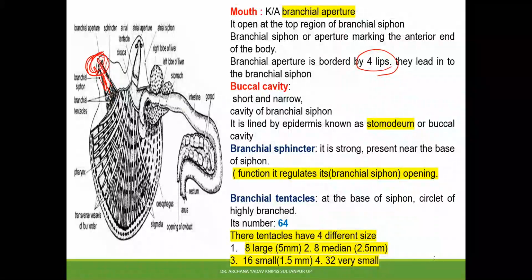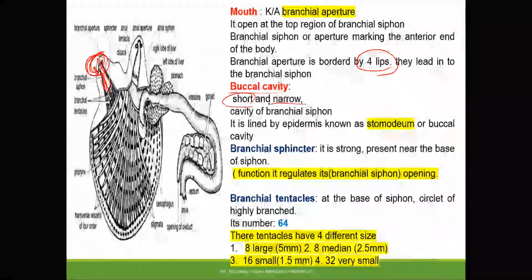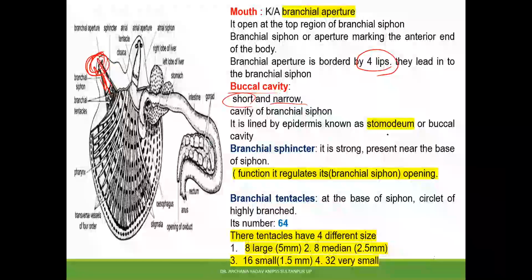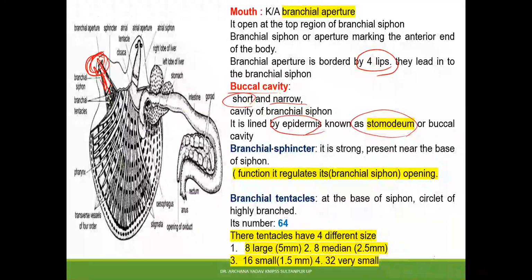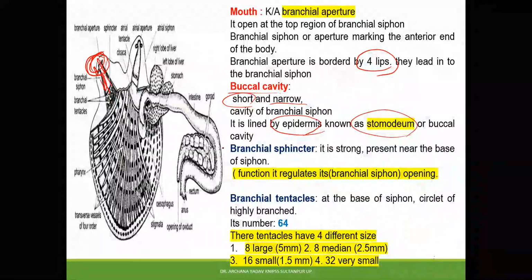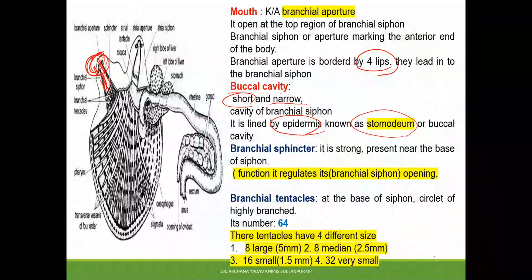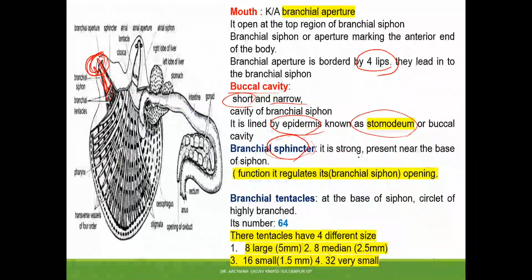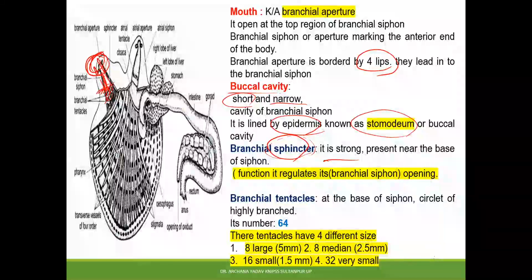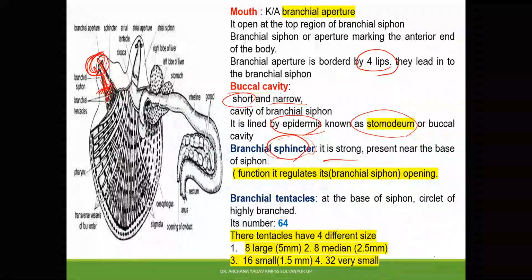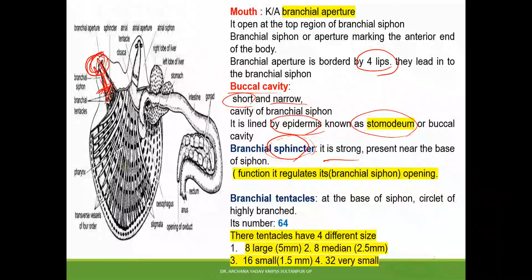This branchial siphon, or you can say branchial cavity, is short and narrow. It is internally lined with epidermis, which is known as the stomodeum, or you can say buccal cavity. There, one thing is the branchial sphincter. The sphincter is a strong muscle and it is present near the base of the siphon, in this portion. It regulates its opening, meaning the branchial siphonal opening.